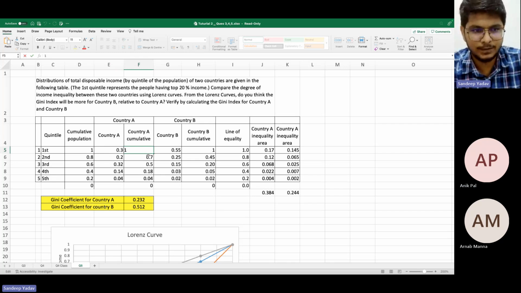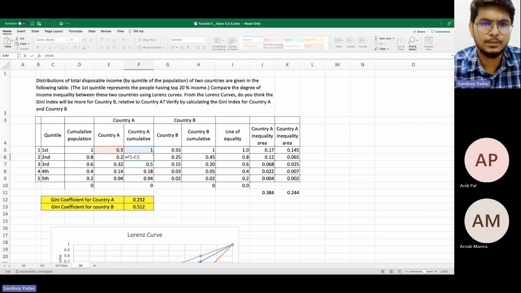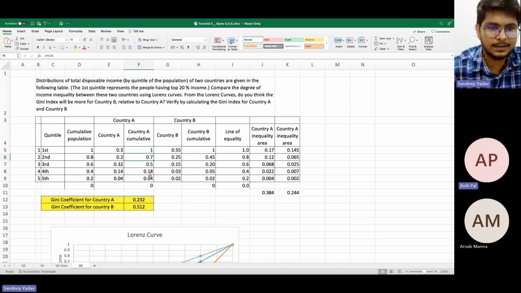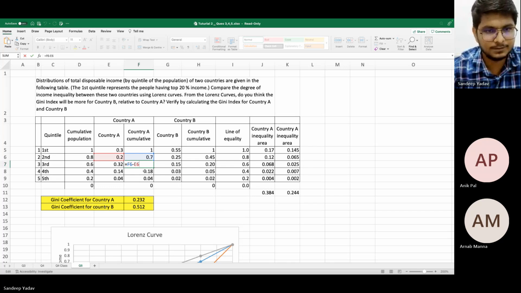And if you see the cumulative, it was 1 minus, what is the amount left? 1 minus 0.3, what is the other population that is left here? 1 minus 0.3 is 70%. Initially it was 100%, and if we subtract 30%, that is 70%. Now from 70% we have to subtract 20%, and that will be 0.5.